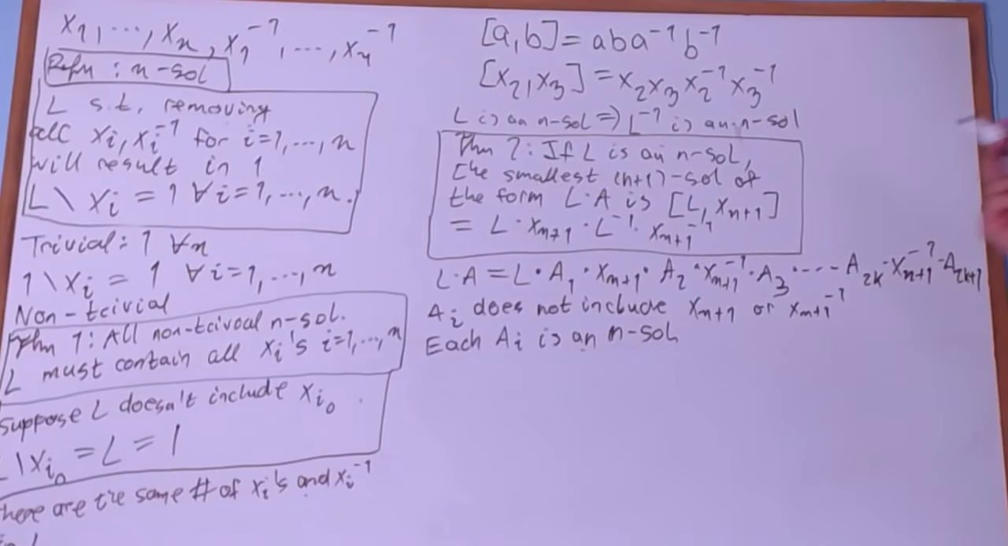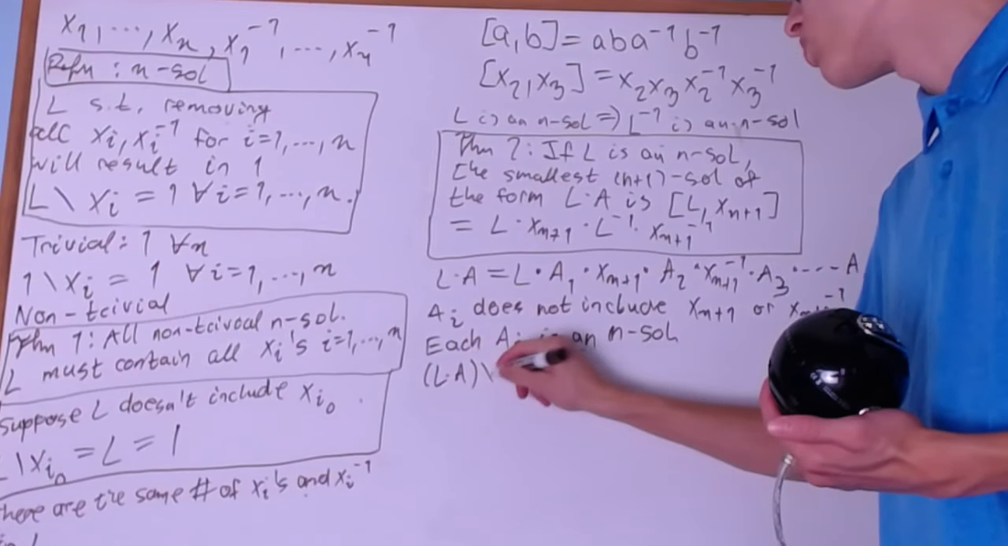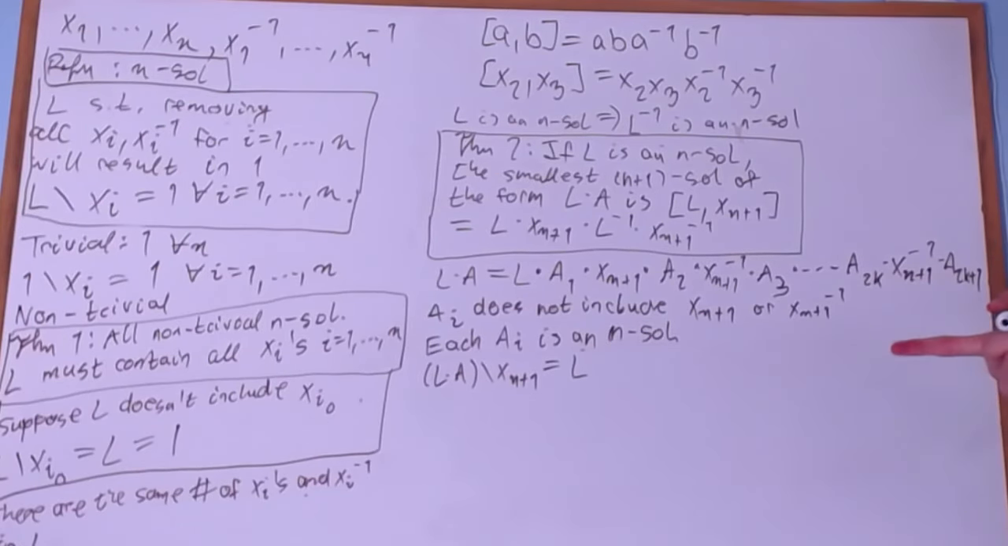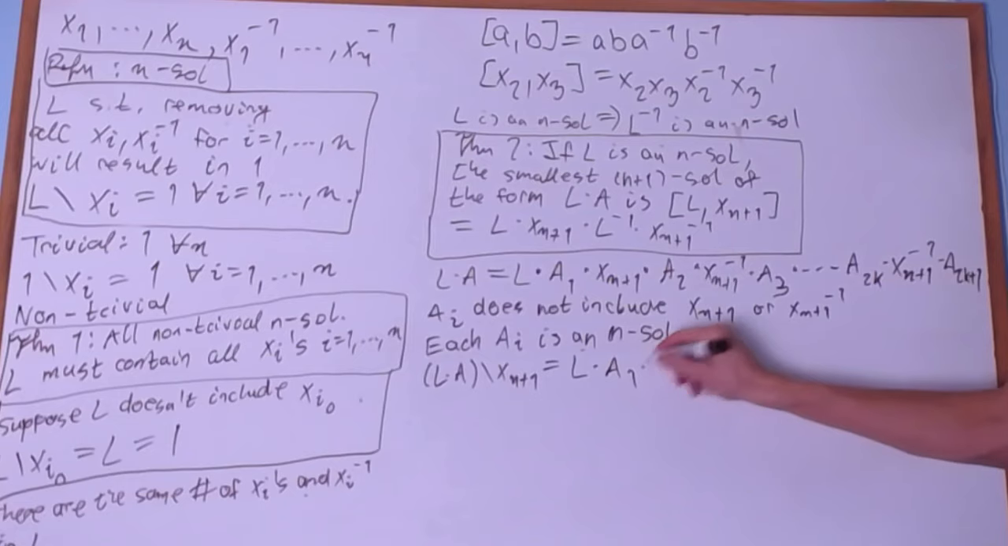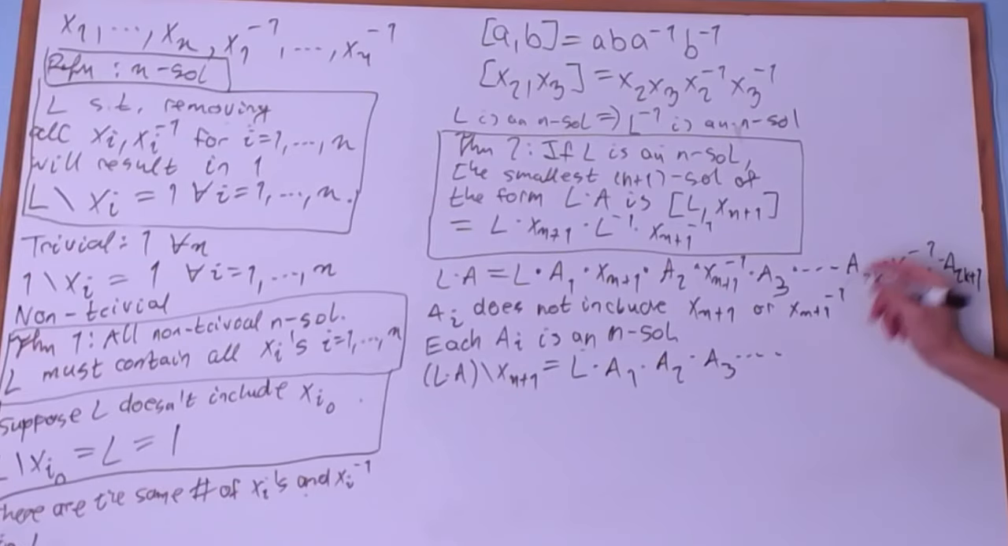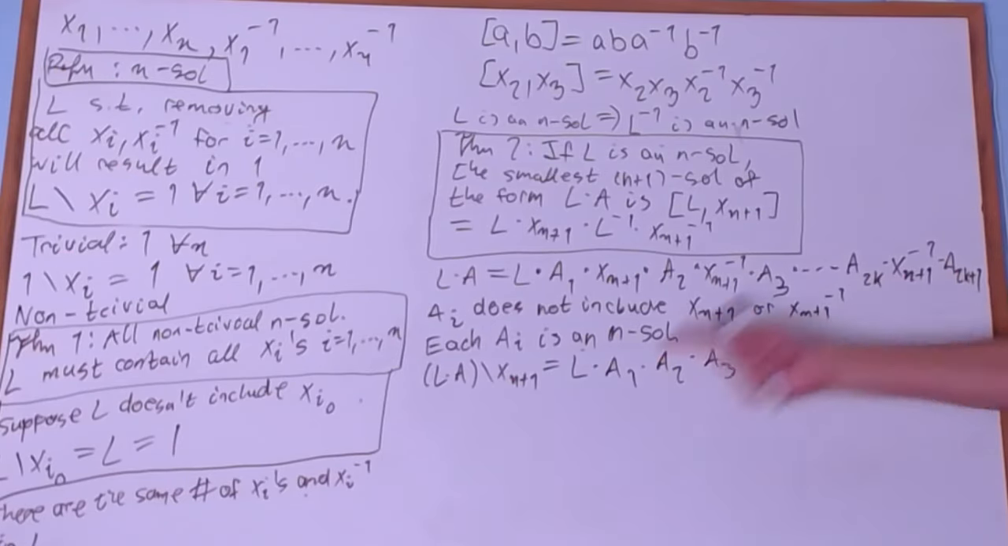Now I also want you to acknowledge that if I do L times A, removing xn plus 1, what do I get? Well, L stays the same because it doesn't have an xn plus 1. Then we get A1. We remove that, so it goes to A2. We remove that, so it goes to A3, all the way up until A2k plus 1. This is the final little bit that does not include n plus 1. And because we're removing xn plus 1, these are unaffected. Just every single one of these xn plus 1s between them get removed. And by the fact this is an n plus 1 solution, we know that this must go to 1.